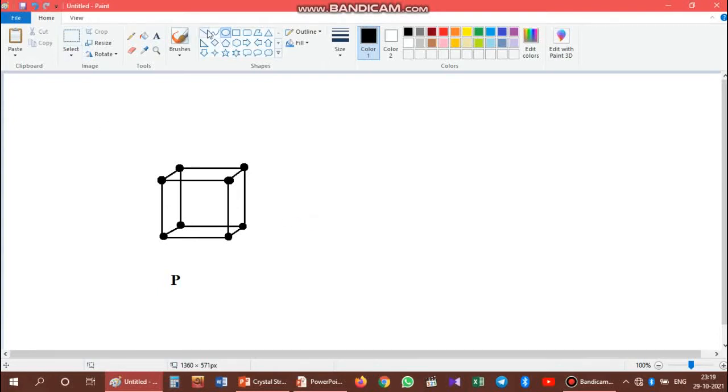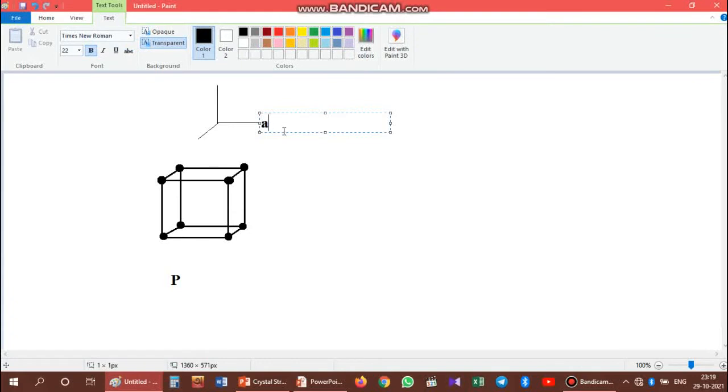That means if a, b, c are the 3 axes, suppose this is the c axis, this is the a axis, and finally this is the b axis. So we have to put, this is a axis, this is b axis, sorry, this is c axis and this is b axis. Okay, so a, b, c 3 axes.